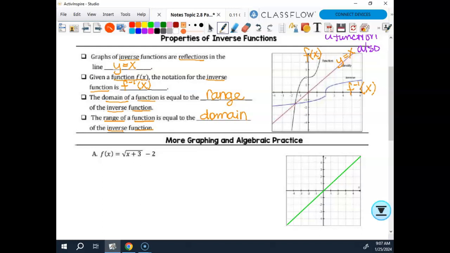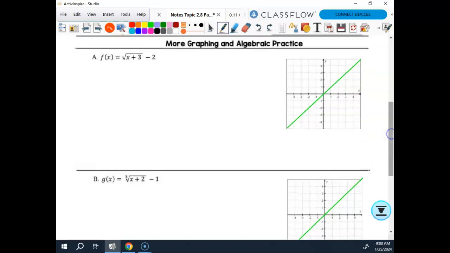Okay, so to do a little bit more practice, we're going to graph some stuff together. You are not going to be expected to graph these from scratch. You are going to be expected to recognize things, though. So when we look at A, you should recognize that this is what kind of function? What do you call it? Square root. It's a square root function, right? And you should know what the parent function of a square root looks like. It looks like this. It's like half a parabola. That's what a square root function looks like.